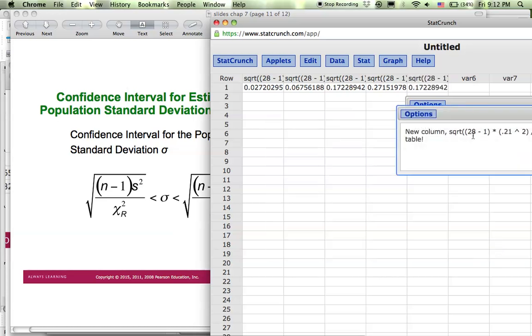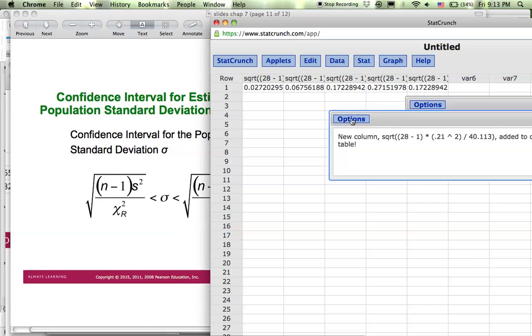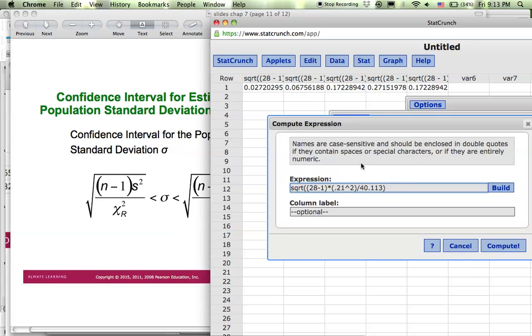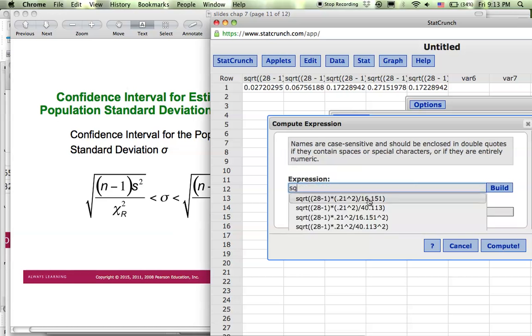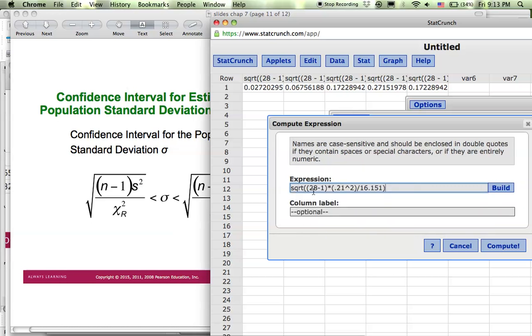You can compute, so it is shown here. Also, you can similarly calculate the right boundary. So that will be this one here, okay? Square root of 28 minus 1 times 0.21 squared over 16.151. So this is chi-square left.